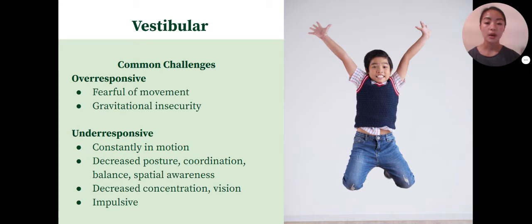They may have decreased posture, coordination, balance, or spatial awareness. They may be unaware of the sensation of falling and have frequent falls while being slow to protect themselves. They may seem impulsive if they're seeking input to meet their thresholds.